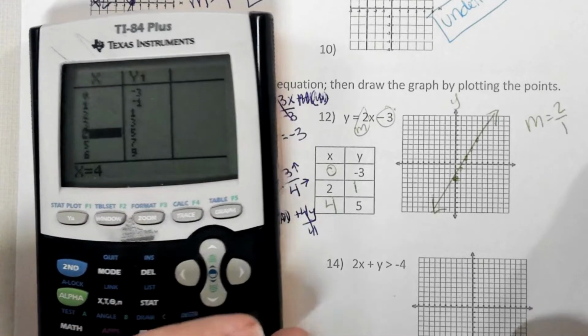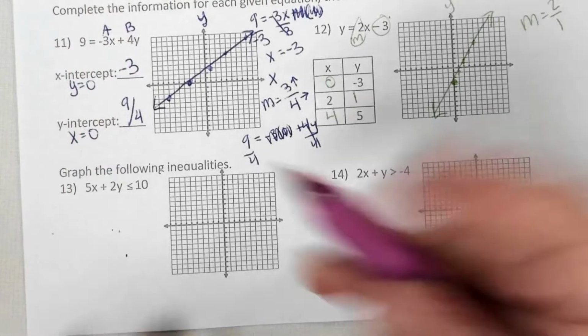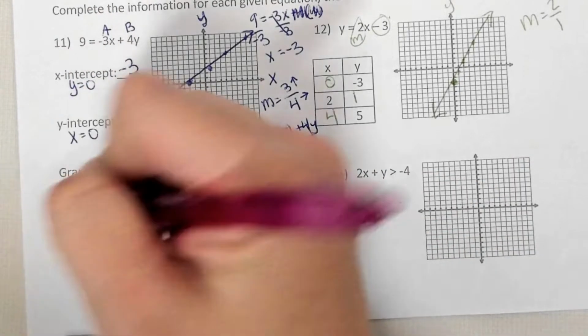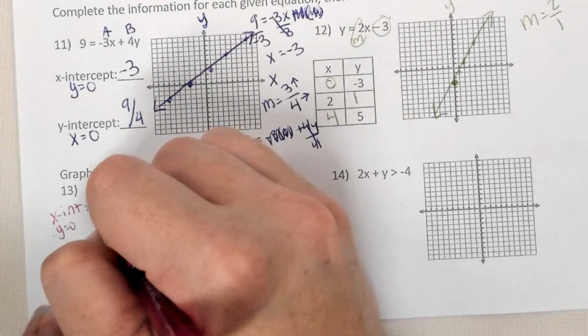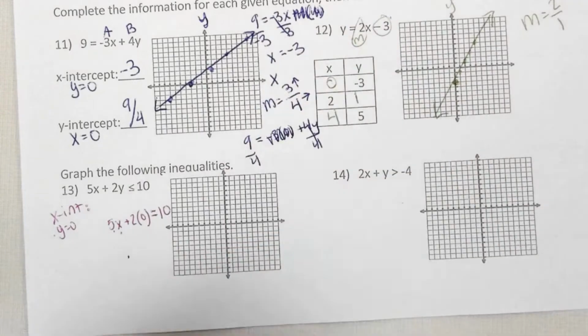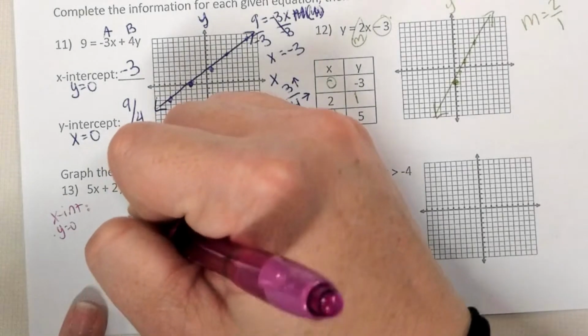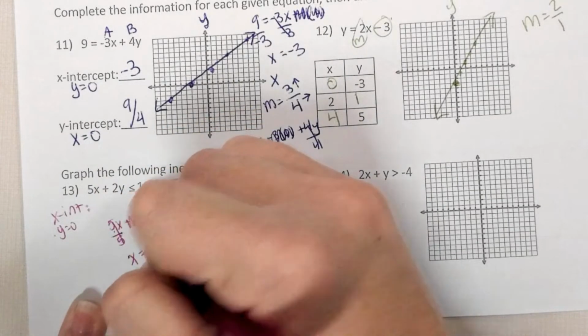Okay, so let's look at 13. You'll notice this is an inequality, meaning I actually have to find my intercepts to graph it. So I'm going to find my x-intercept, which is where y equals 0. So 5x plus 2 times 0. And remember, you can use an equal sign when you're solving for your intercept because you're looking for on the line, which is where it's equal. 2 times 0 is 0, so I'm going to divide both sides by 5. And I get x equals 2.